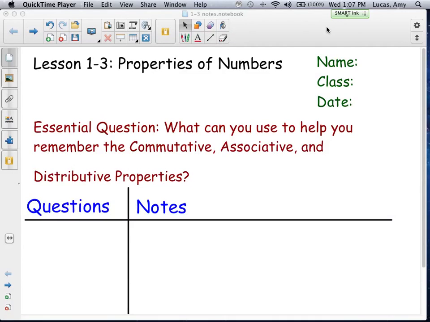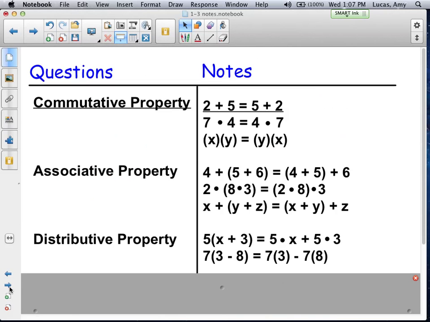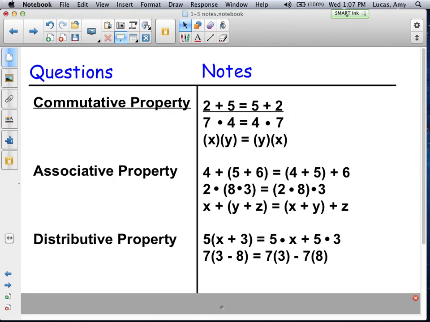This is lesson 1-3, properties of numbers. The essential question is, what can you use to help you remember the commutative, associative, and distributive properties? To start out our notes, we have examples of all three of these properties.